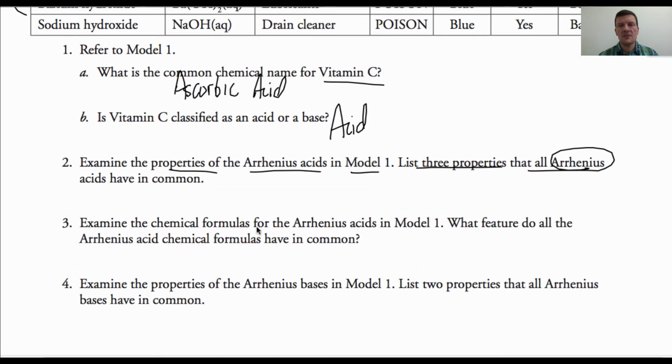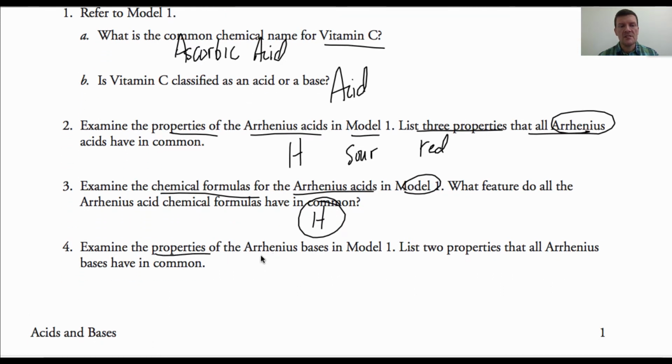So those would be 3 things. So they have H, they are sour, and they turn litmus paper red. Examine the chemical formulas for the Arrhenius acid in Model 1. What feature do all the Arrhenius acid chemical formulas have in common? As mentioned already, they're going to have an H predominantly at the beginning of their chemical formula. Okay?